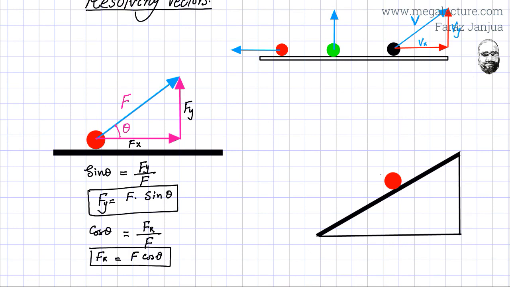Now, there is a third situation that is illustrated over here. If we put an object on a ramp that is inclined to the horizontal, if we put this object over here and let it go, it will roll down. Ask yourself, why does it roll down? If you think your answer is gravity or weight, then it is wrong. Because weight acts vertically downward. It does not act along the surface.